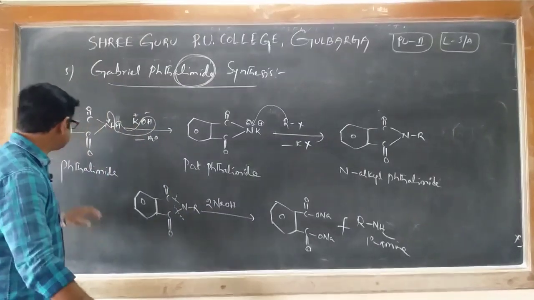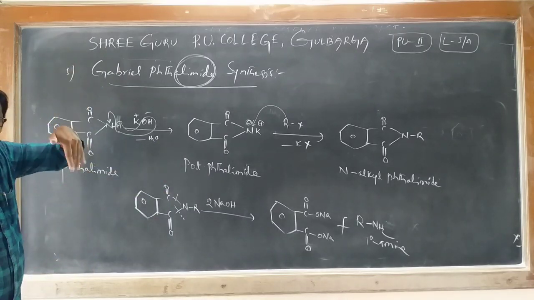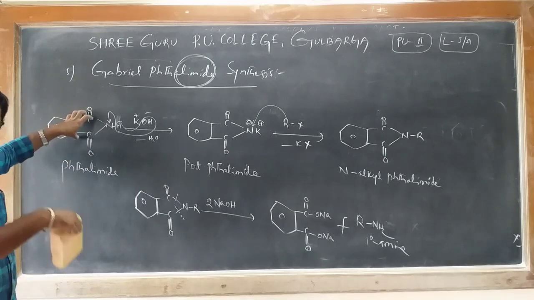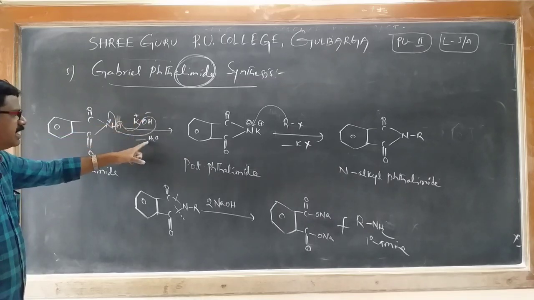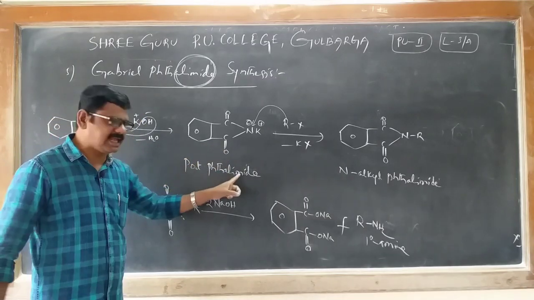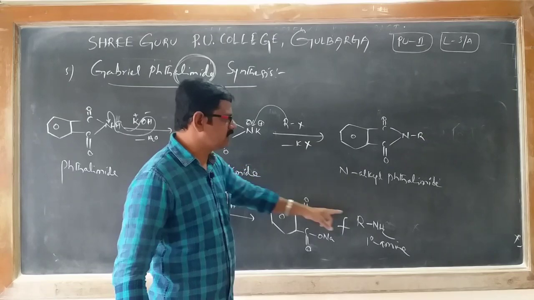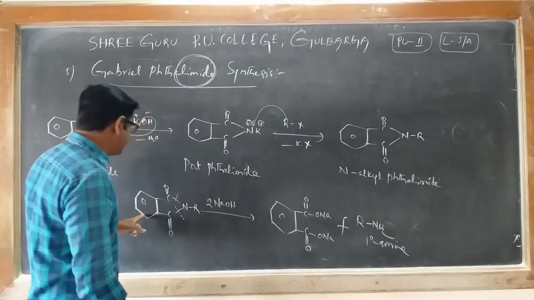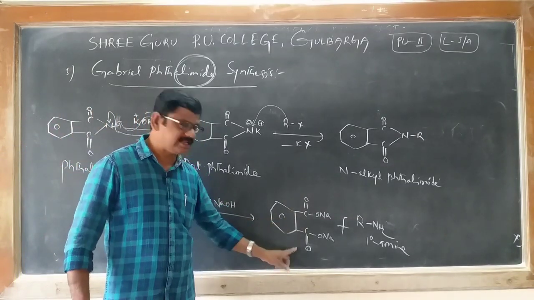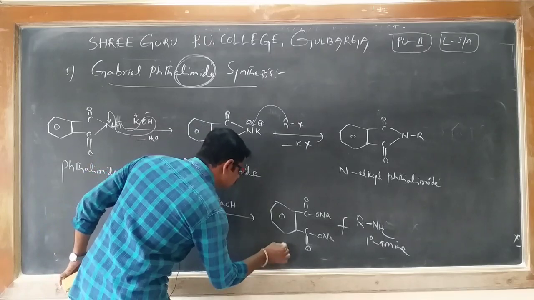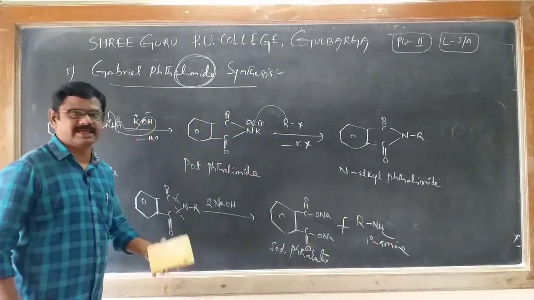Once again, we'll see. It is a phthalimide. How phthalimide is obtained, I have already explained; those steps are not necessary here. We start from this compound only. This phthalimide reacts with potash, that is, potassium hydroxide. Water molecule is eliminated and we get a salt, potassium phthalimide. This potassium phthalimide reacts with alkyl halide. KX is eliminated and you get N-alkyl phthalimide. This N-alkyl phthalimide reacts again with sodium hydroxide. You will get sodium phthalate, and our required primary amine is obtained.